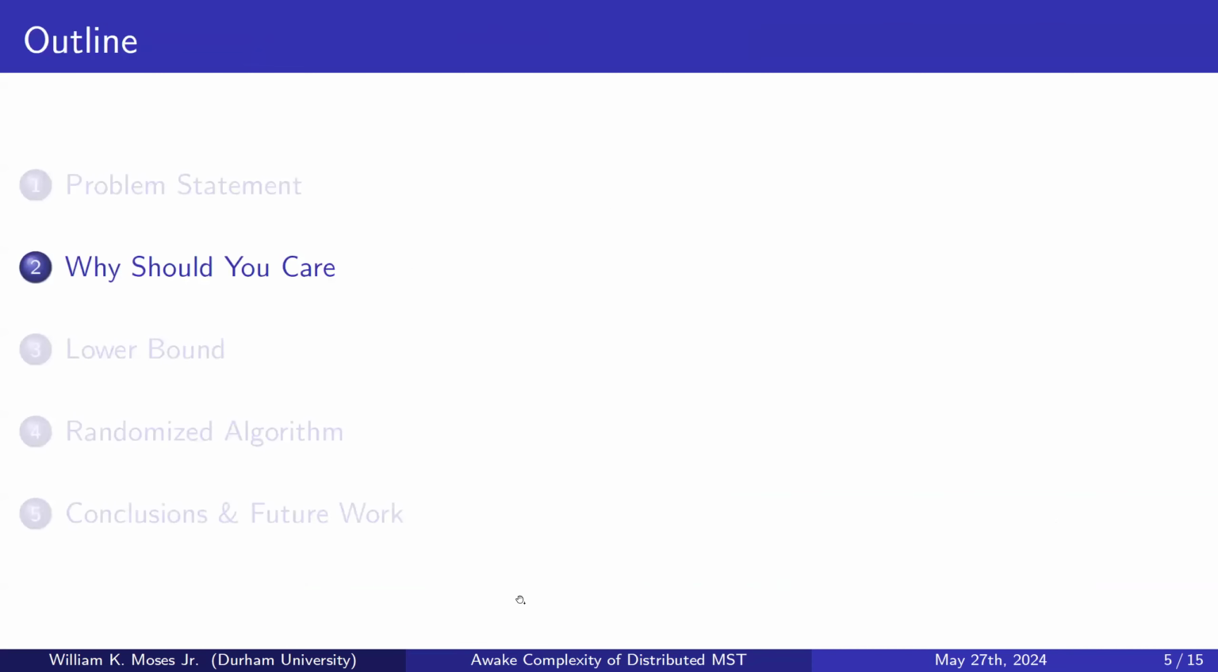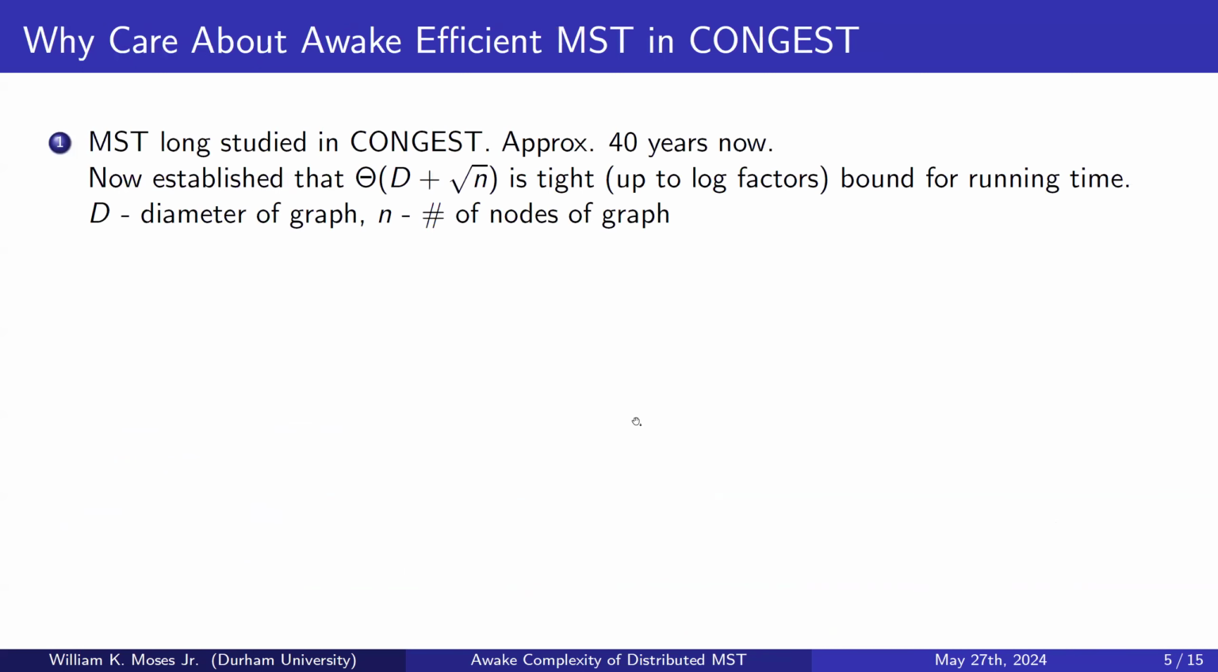All right, with the problem defined, let's move on and answer the important question of why should you care? Why care about MST? Well, it is a long-studied problem, and it's long-studied in the congest model, approximately 40 years now. And over the course of so many years, it's pretty much been established that D plus square root of n is a tight bound on the amount of time it takes to solve this problem. Well, the runtime of the problem is this value, and this is tight up to log n factors, where D is the diameter of the graph, and n is, of course, the number of nodes in the graph.